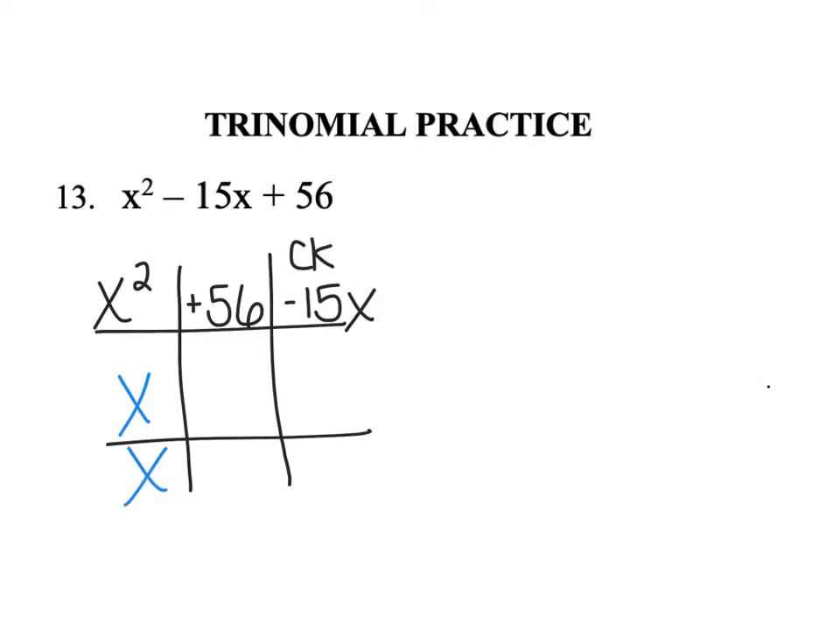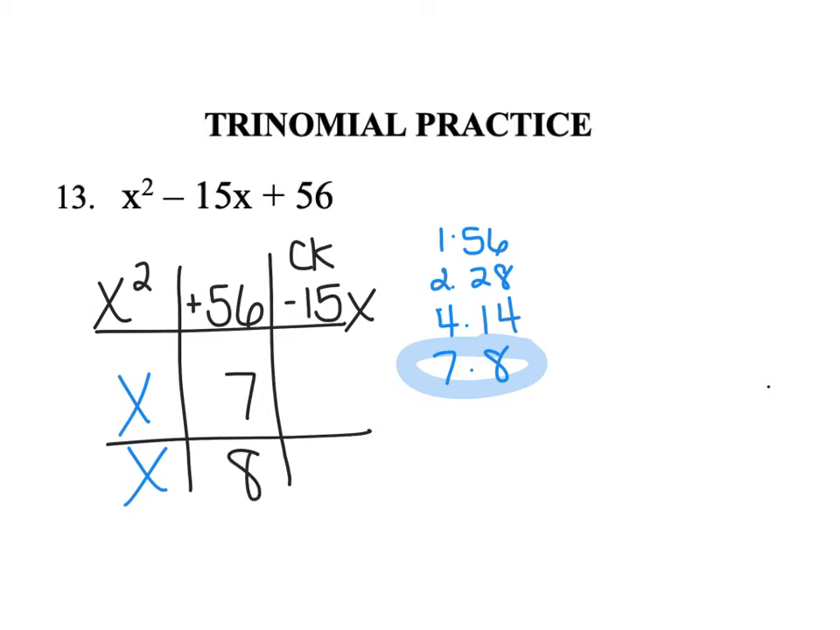Now, factors of 56 would be 1 times 56, 2 times 28, 4 times 14, 7 times 8, and what do I do? Again, my trick is always start with the two closest together. So I'm going with 7 and 8, and if I do 7 times 8, that does give me 56. However, take a look at what we got here. I have a positive 56 here, but I have a negative middle term.